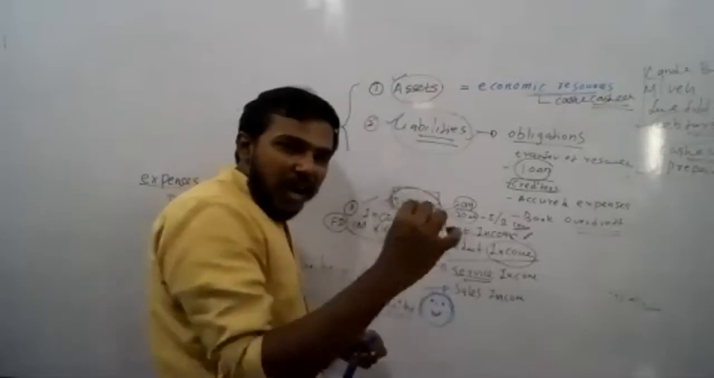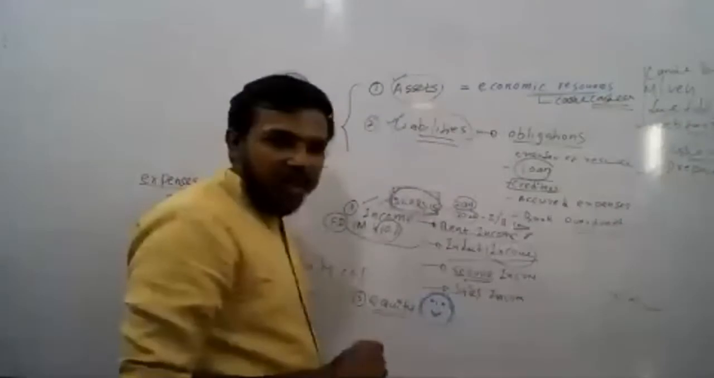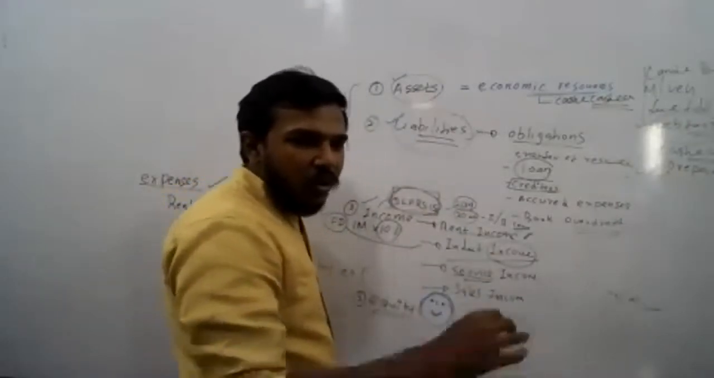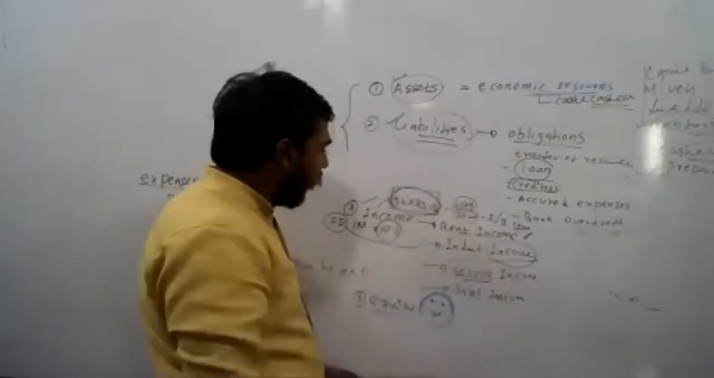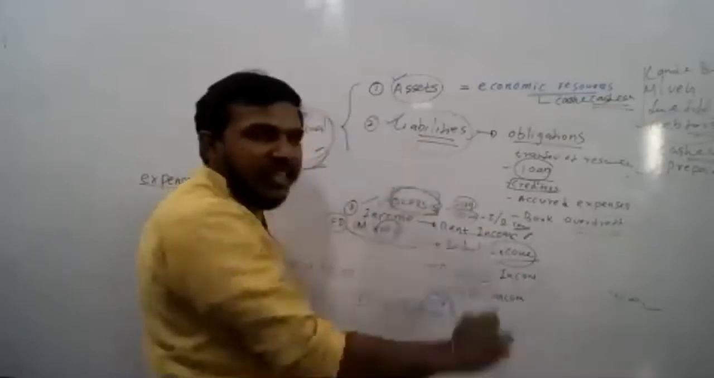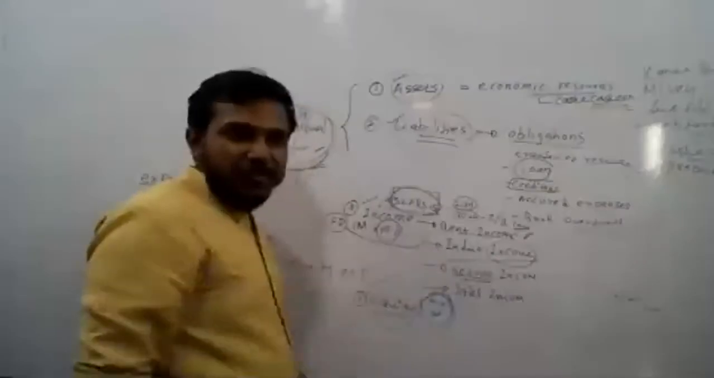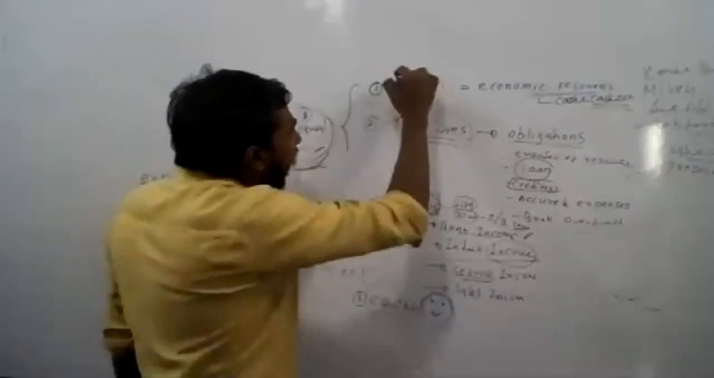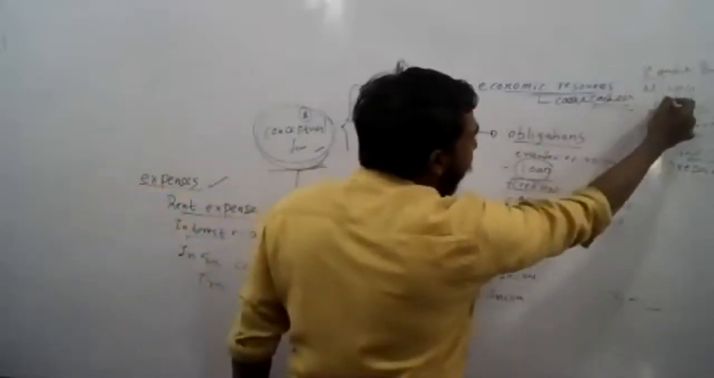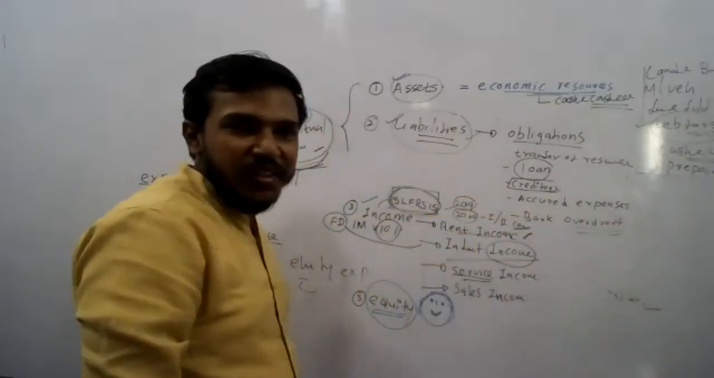So always in accounting, the owner's contribution, right? The owner's representative always comes with the word equity. Clear? No need to think about it too much. You know assets. Assets are economic resources: cash and cash equivalent, land and building, motor vehicles, furniture and fittings, debtors, prepaid expenses.